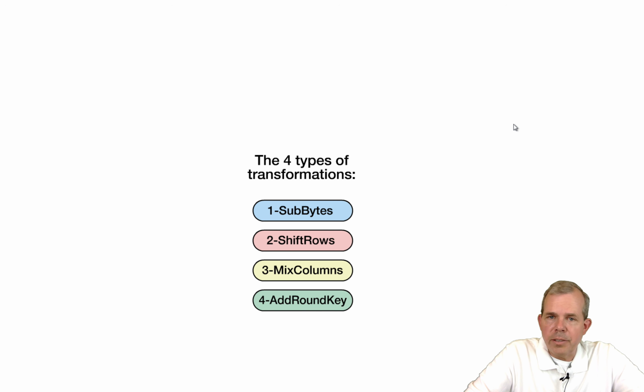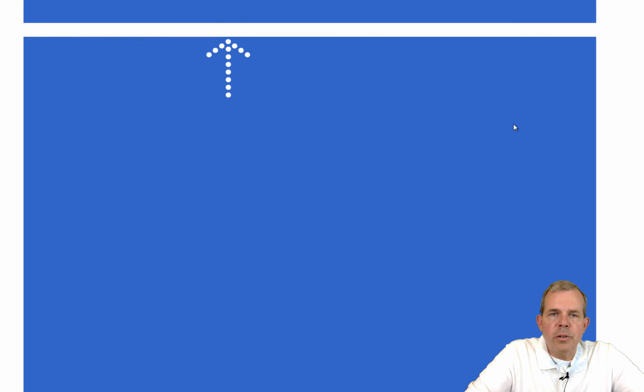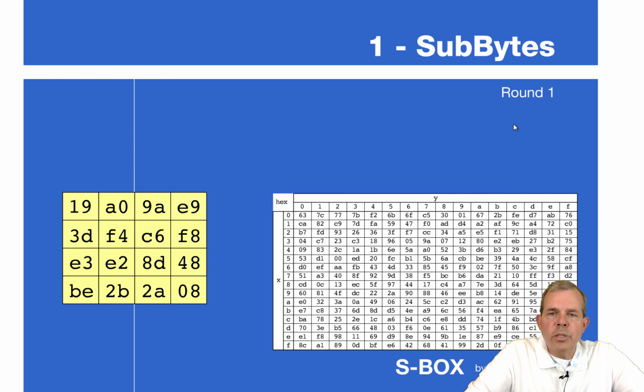Let's see how that works. I've got some graphical pictures here, so it makes it more understandable. So first of all, there's SubBytes. The yellow block on the left is the unencrypted text. We haven't done anything to it yet.